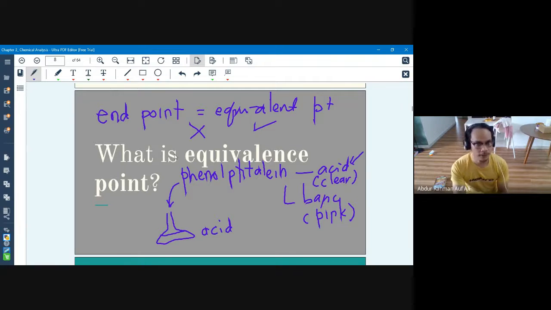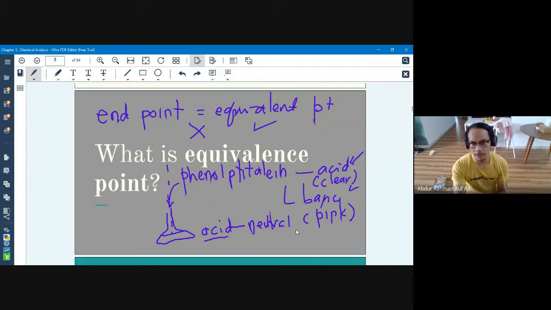But as we titrate this acid solution with base, kita akan add sedikit demi sedikit into this acid solution. So lama kelamaan, this acid akan jadi neutral. Tetapi this phenolphthalein tak akan tukar warna lagi. Because kalau dalam neutral solution, phenolphthalein is still clear. Tapi kita titrate sikit lagi, just a few drops, 1 ataupun 2 drops.